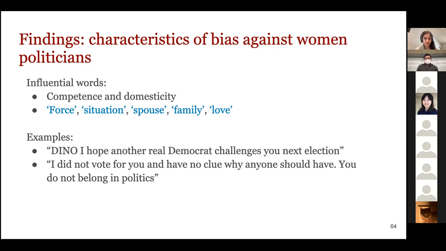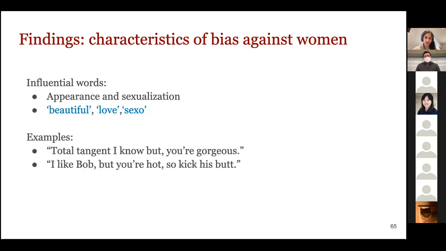We look at Facebook comments that the model predicted as addressed towards women with high confidence in a data set of Facebook comments addressed towards male and female politicians. When we look at the features that the model focuses on, it contains a lot of references to competence and traditionally domestic terms. So things like force and situation, but also words like spouse or love. But when we repeat this experiment, we take the same model and train it on a data set of comments addressed towards other types of female public figures, things like actresses and tennis players, the types of comments that the model identifies as containing gender bias are ones that focus on appearance and sexualization. This includes words like beautiful and love.